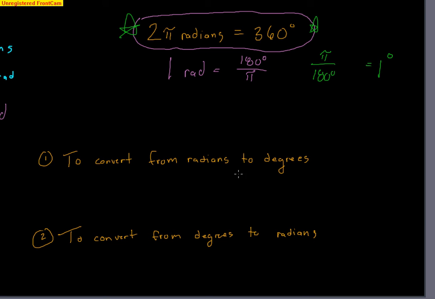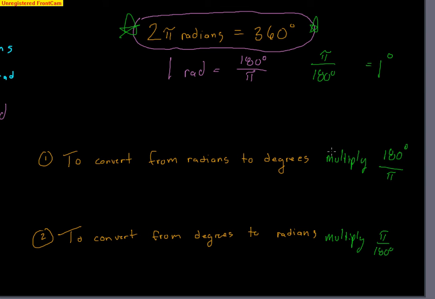All right, so to convert from radians to degrees, all you have to do is multiply by 180 over pi. This is what we call a conversion factor. 180 degrees is equal to pi radians. So to convert from radians to degrees, multiply by 180 over pi. To convert from degrees to radians, you want to multiply by the reciprocal of that, pi over 180.